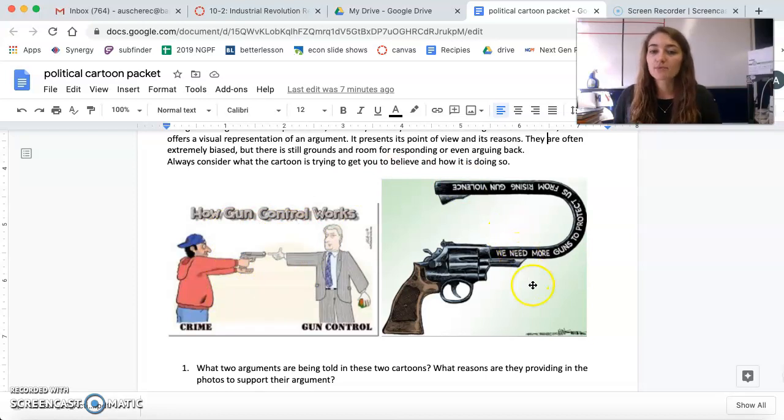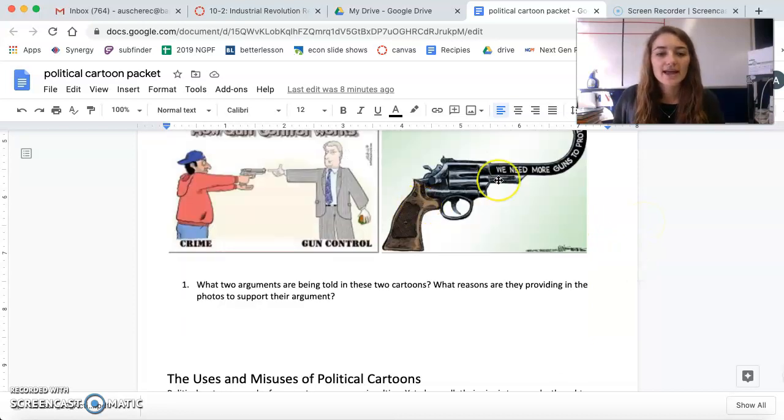Over here, this is pro-gun control, because there's a gun, but it's shooting back at people. It says we need more guns to protect us from rising gun violence. So basically saying if we continue with the way we're at and we don't have stronger gun control, there will be more guns in society and basically more gun violence in society. So we see its argument and its reasons. And that's really what political cartoons are doing. So go ahead and answer that question. Pause.